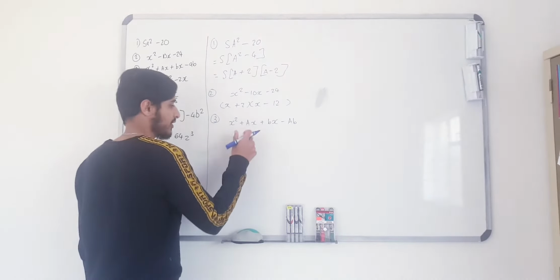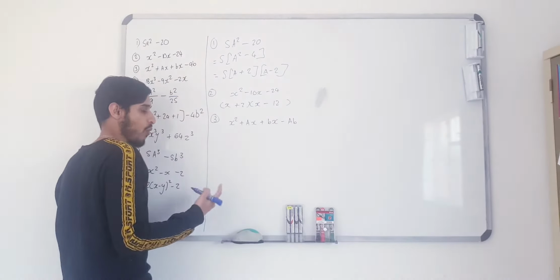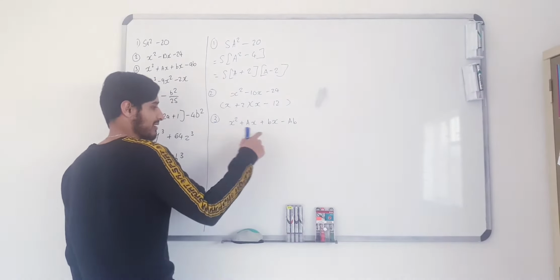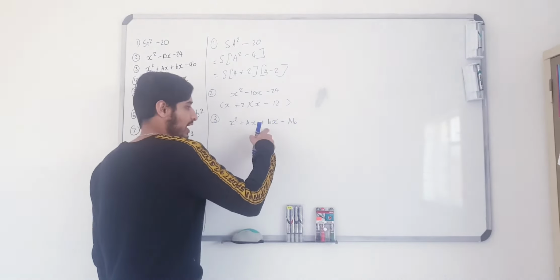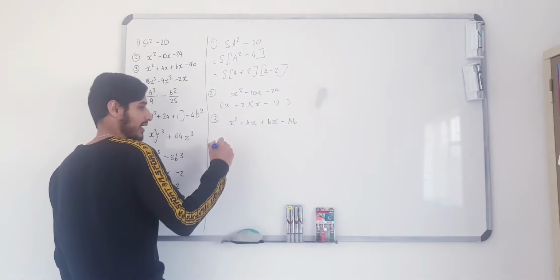If you group the first two, you can take out a, you're going to be left with x plus 1. Or you can take out x, you're going to be left with x plus a. If you take out b, you're going to be left with x plus a. So let's go ahead and do that.